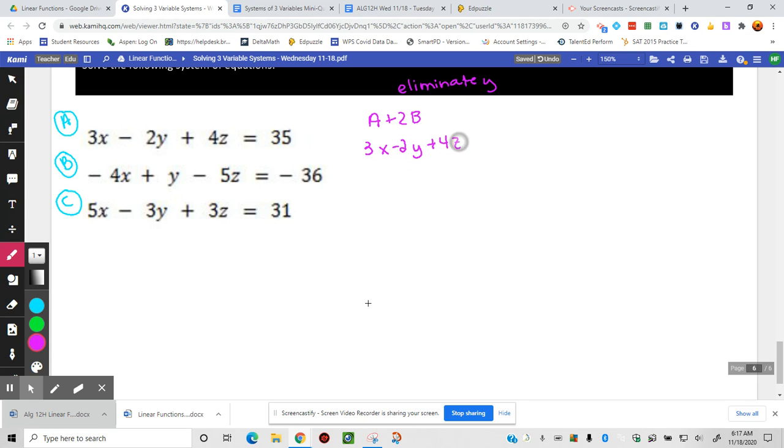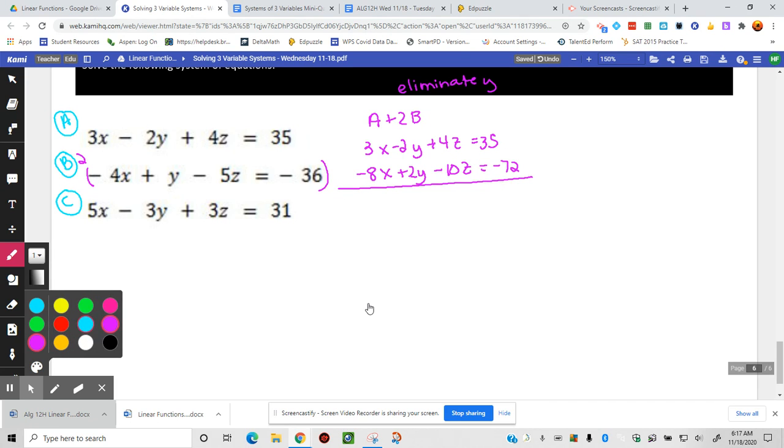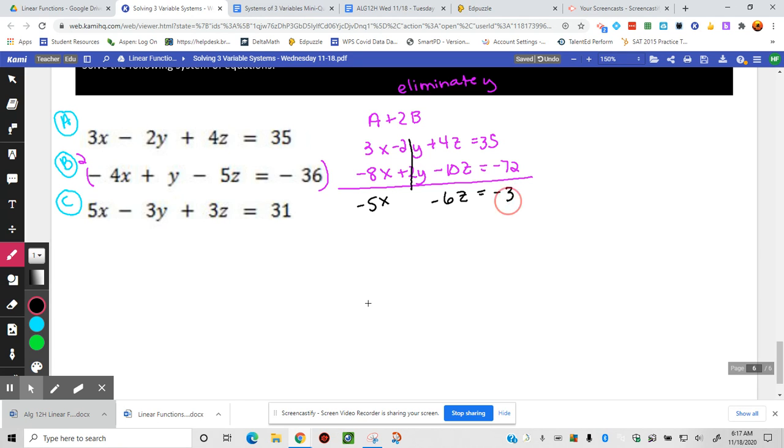And now I'm going to rewrite everything here. This second one is 2 times b, so I'm multiplying everything by 2 here. $35, $45, $37. Okay, so that's my first one. I worked with a and b and I eliminated y.